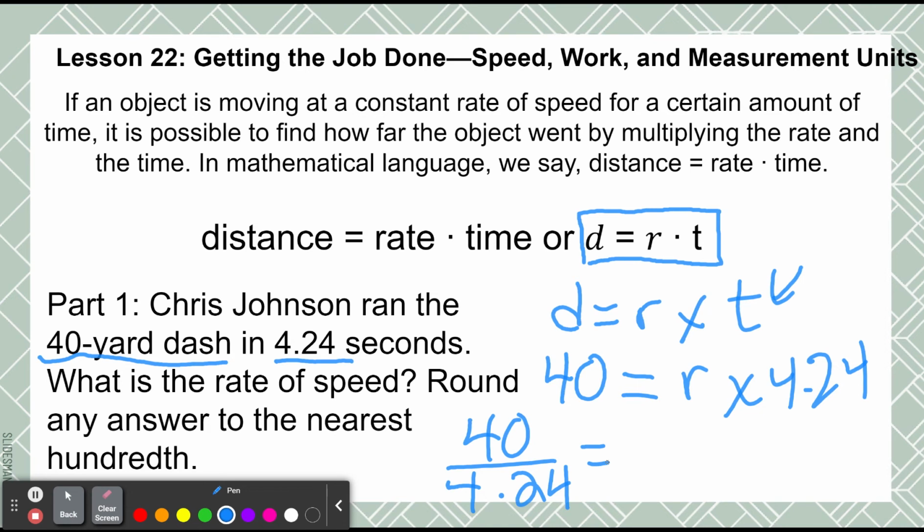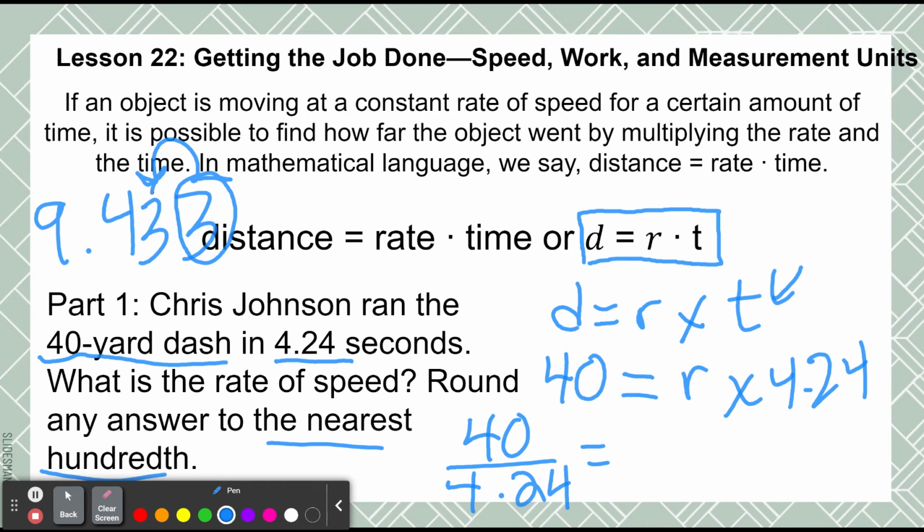When you do that division, you're going to see that you get 9.4339622, and it keeps going, and we don't want that to keep going. It says round to the nearest hundredth. So if it says 9.433, I know that that first three is the hundredths place. I'm going to look at the second three. So I'll do it over here, 9.433.